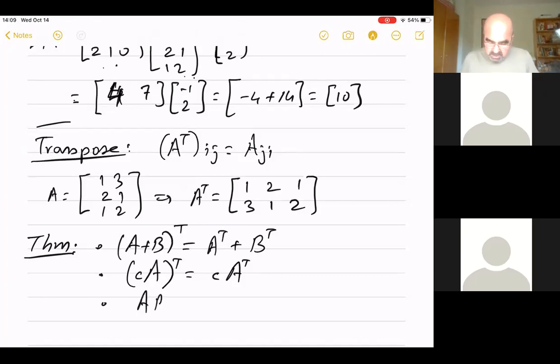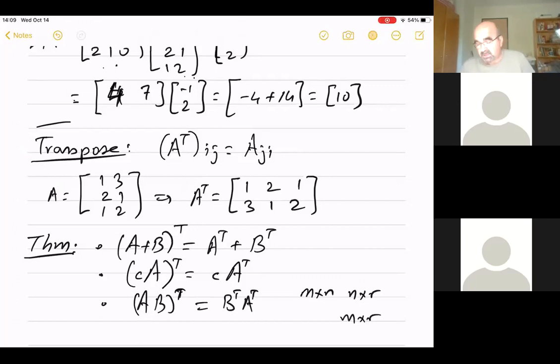(AB) transpose, if you multiply A times B and then take the transpose, it's the same thing as B transpose times A transpose. This makes sense because if A is an M cross N matrix and B is an N cross R matrix, then the multiplication A times B is an M cross R matrix, and its transpose is an R cross M matrix, right?